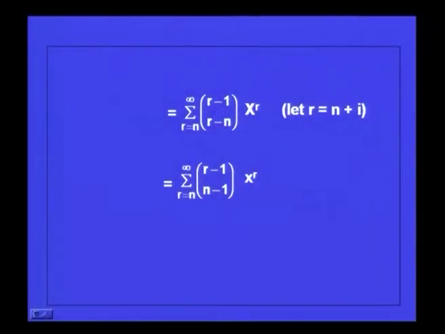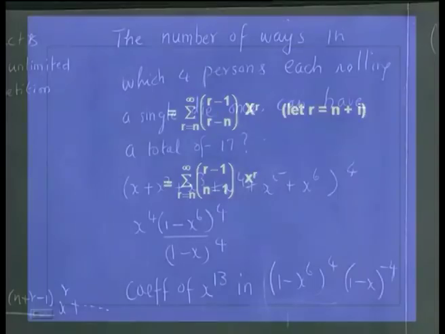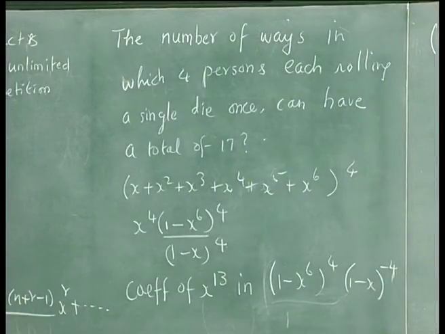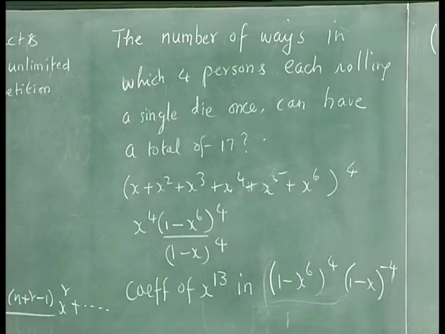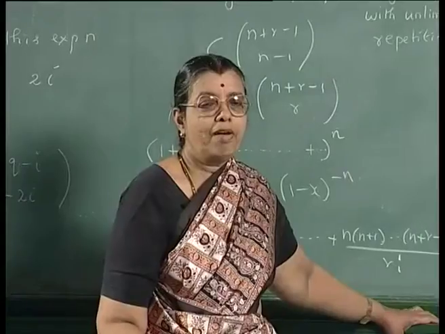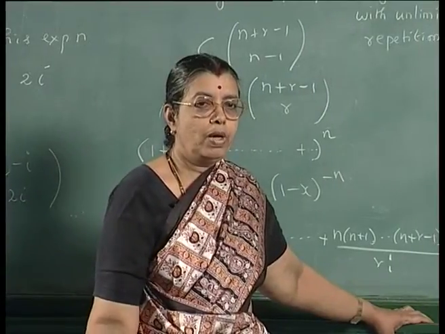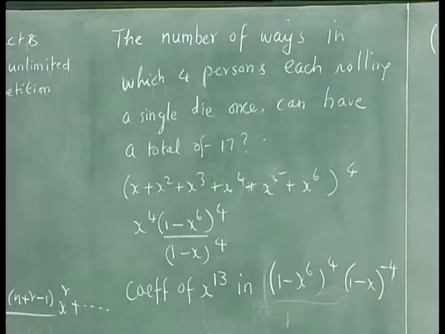What is the number of ways in which 4 persons, each rolling a single die once, can have a total of 17? We are having 4 people, each person is rolling a die, and the outcome of each die will be between 1 and 6, and what are the number of ways we can have a total of 17 from that.